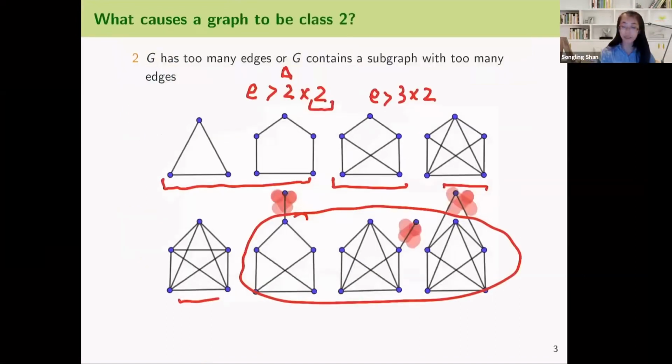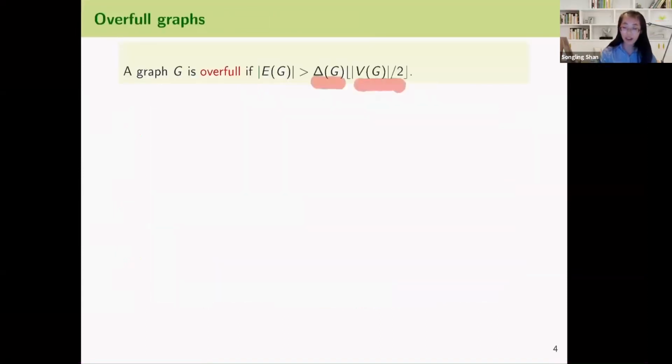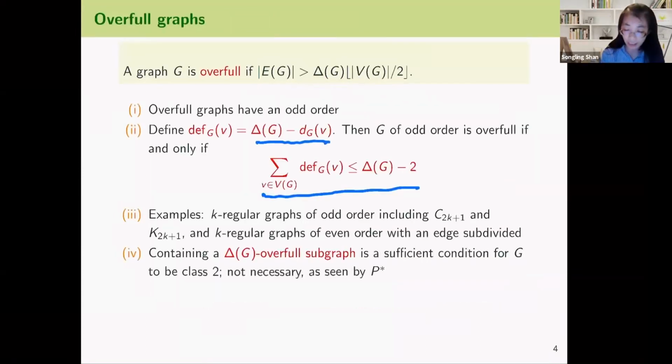So as we have seen from this example here, a graph is class 2 if it contains a Δ(G)-overfull subgraph. By a Δ(G)-overfull subgraph we just mean a subgraph of G which has the same maximum degree as G, and that subgraph is overfull. So containing a Δ(G)-overfull subgraph is a sufficient condition for G to be class 2. But this is not a necessary condition, because we know that the graph P*, obtained from the Petersen graph by deleting 1 vertex, is class 2 but contains no 3-overfull subgraph.